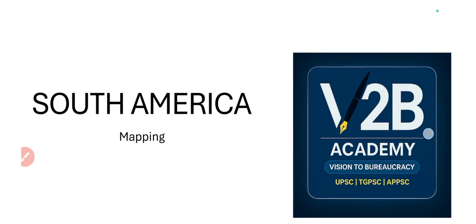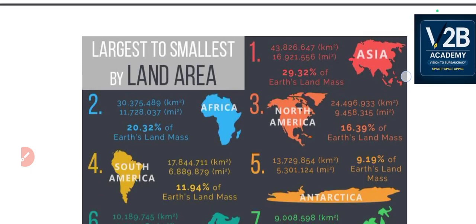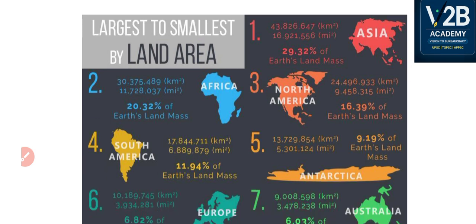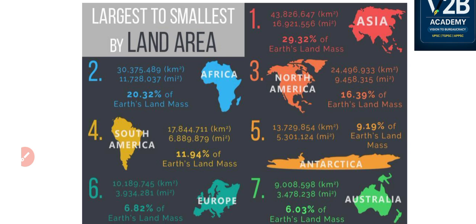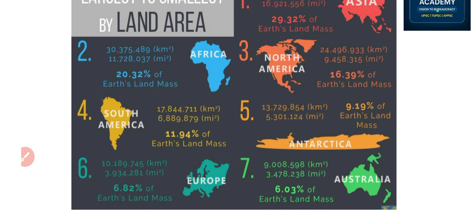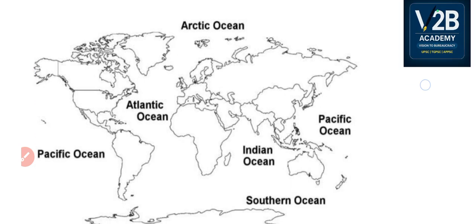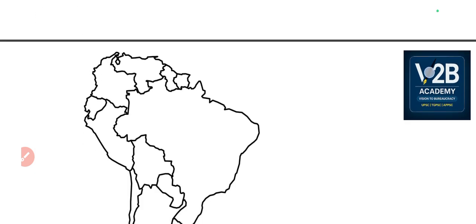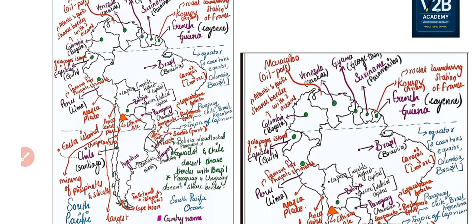Okay, so let's start the mapping of today, and I'm revising all of the things that we have read in the last classes once so that you can also revise it with me. So I've told you largest to smallest by land area. Asia is the largest, next Africa, next North America, next South America, next Antarctica, next Europe, and last one is Australia.